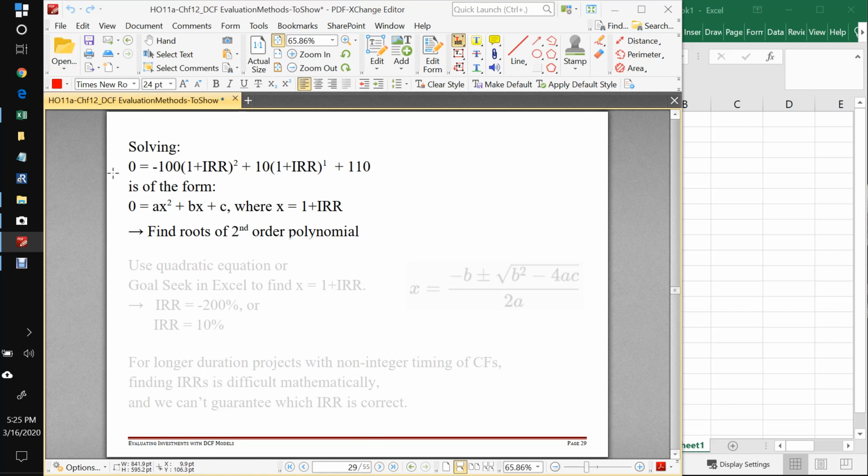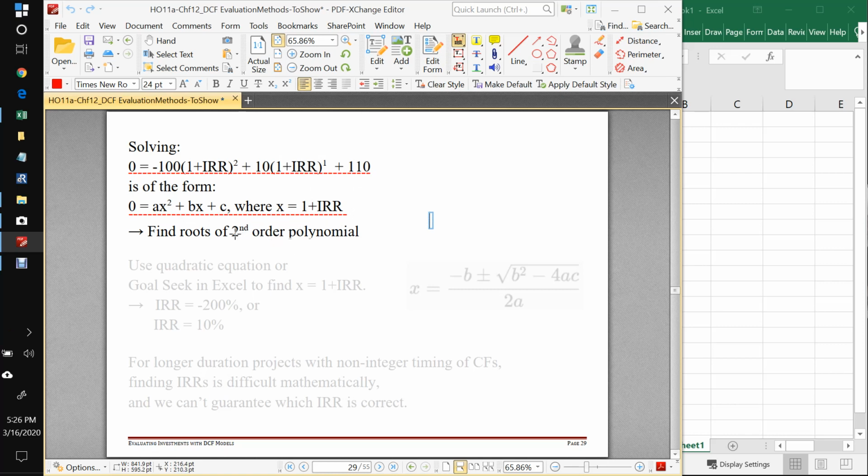Okay, so this guy here, I've got it again on this page. It's exactly the type of thing that we all were tortured with in high school, or maybe for some of you even in grammar school. An equation that looks like this: a parabolic equation, a quadratic equation set to 0. 0 equals ax squared plus bx plus c, except x is just equal to 1 plus IRR. Once we make that little substitution, it's exactly in this form.